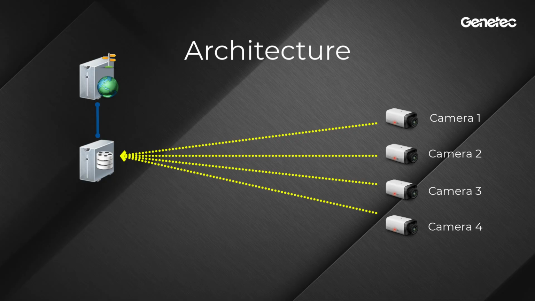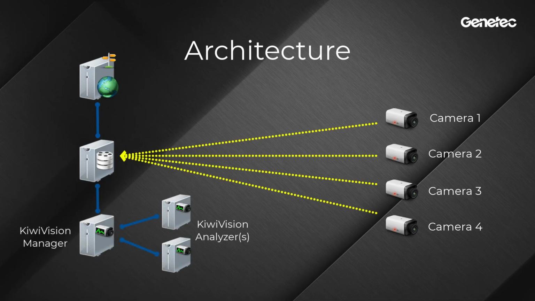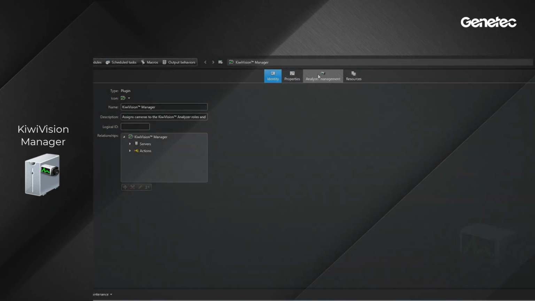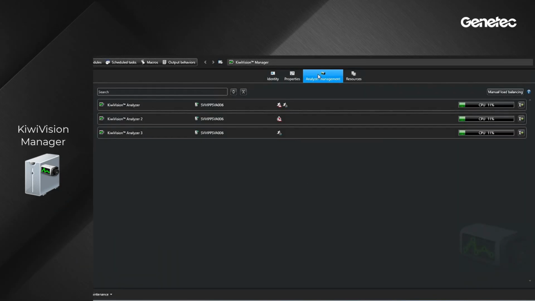Now, if we want to add Kiwi Vision server-based analytics, we'll need to add some additional server roles. A Kiwi Vision Manager, and a Kiwi Vision Analyzer, or perhaps multiple analyzers depending on the workload we expect. The Kiwi Vision Manager acts as a dispatcher, assigning analytic workloads to the analyzers using a round-robin strategy to spread the workload across multiple analyzers. Keep in mind that video analytics is very resource-intensive, so resource management is something to keep an eye on.